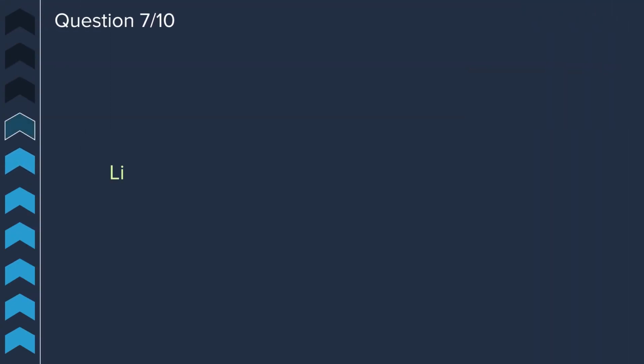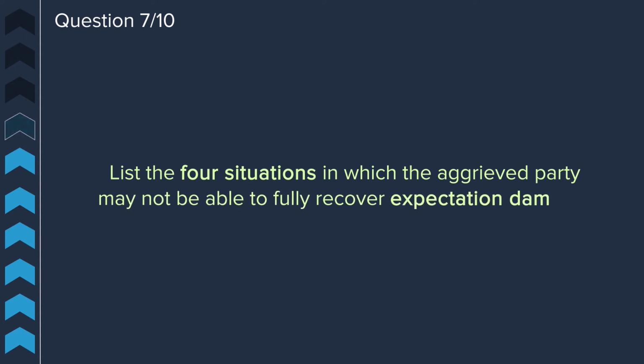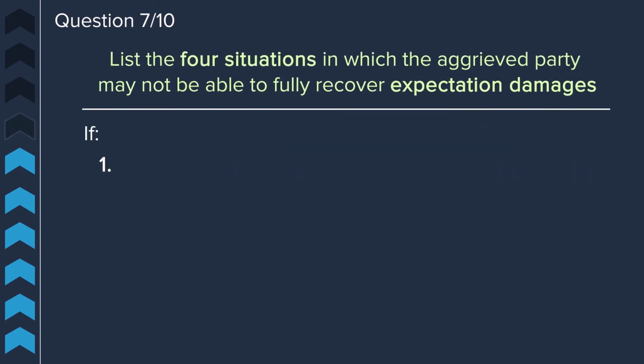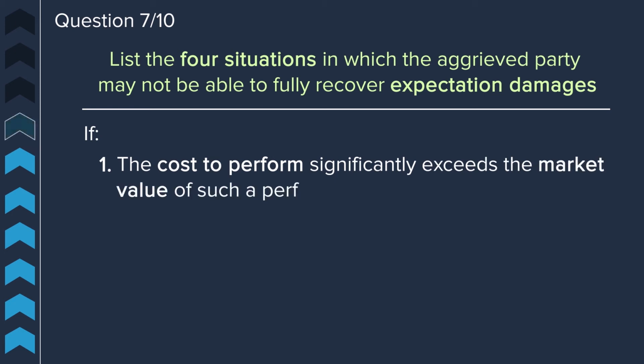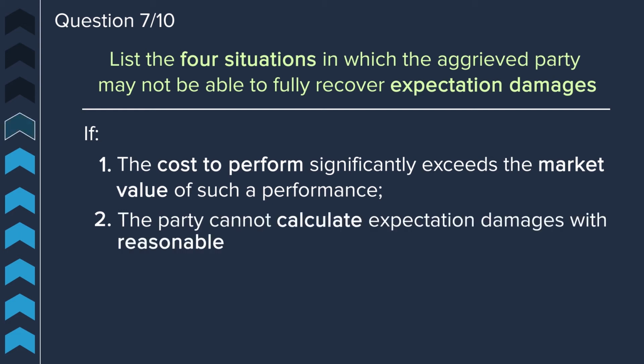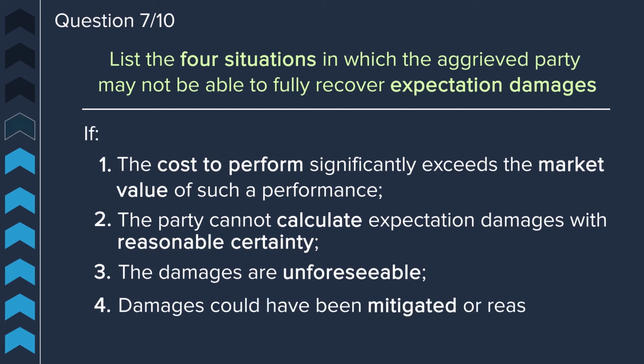Question 7. List the 4 situations in which the aggrieved party may not be able to fully recover expectation damages. 1. If the cost to perform significantly exceeds the market value of such performance. 2. If the party cannot calculate expectation damages with reasonable certainty. 3. If the damages are unforeseeable. And 4. If the damages could have been mitigated or reasonably avoided.